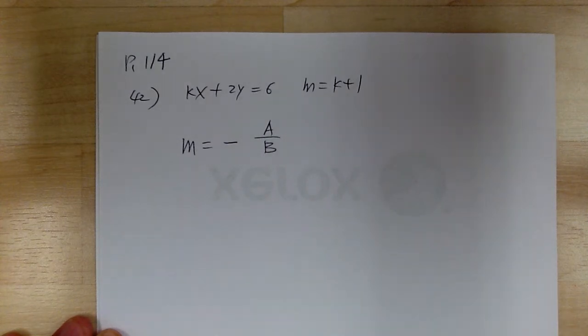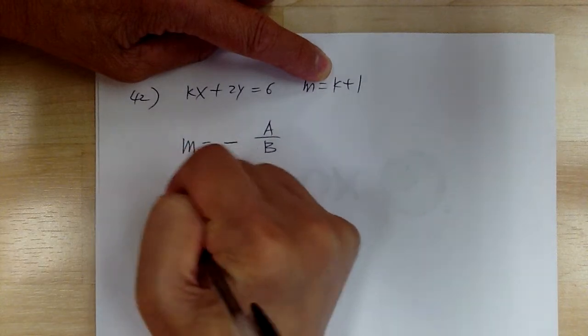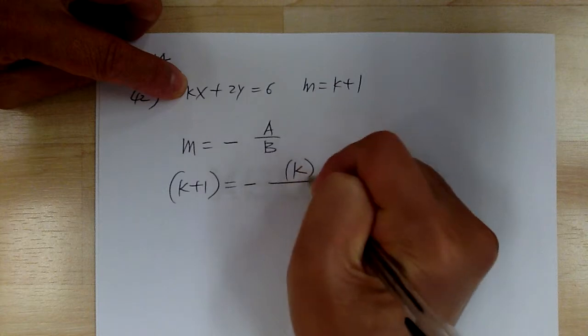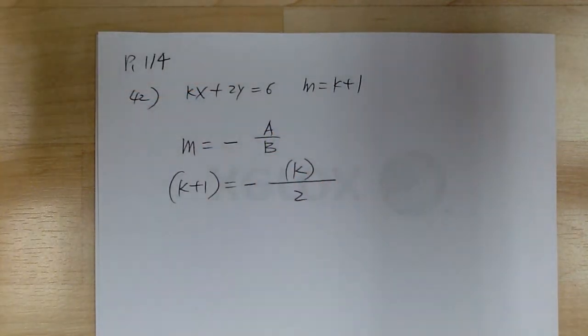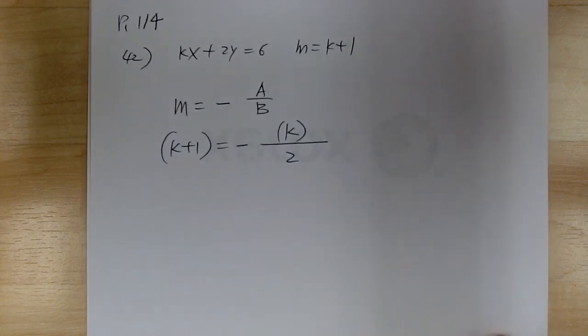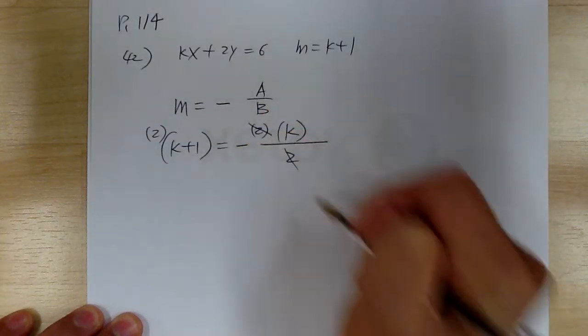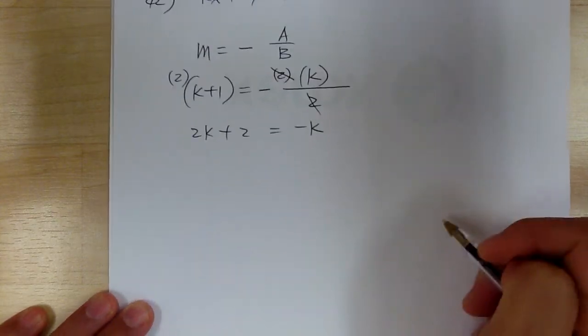Then you're going to start to substitute. So what's m? Well, it tells you right over here. So it's k plus 1 equal to -a, in this case is k, right? That's your a. And b is the 2. Okay, so now you're going to solve. So first, I'm going to multiply by common denominator to get rid of my fraction. So I'm going to multiply by 2, so this will cancel out. So I get 2k plus 2 equal to -k.